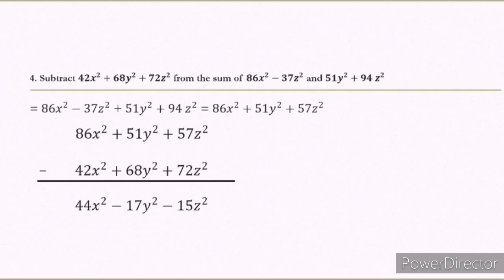Then we will subtract it in 42x squared plus 67y squared plus 72z squared. 87x squared minus 42x squared is equal to 44x squared. Then 51y squared minus 68y squared is equal to 17y squared. Then 57z squared minus 72z squared is equal to 15z squared.